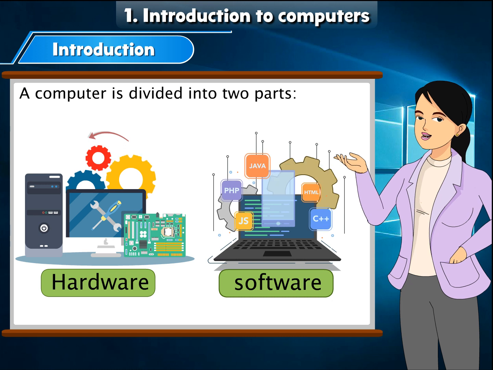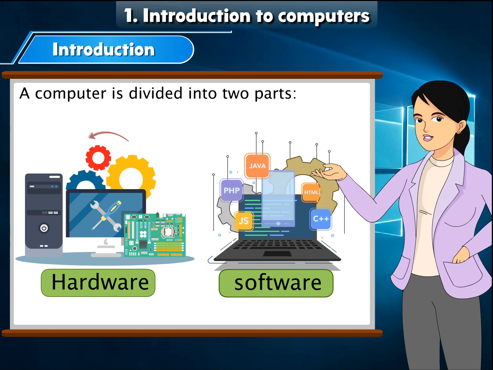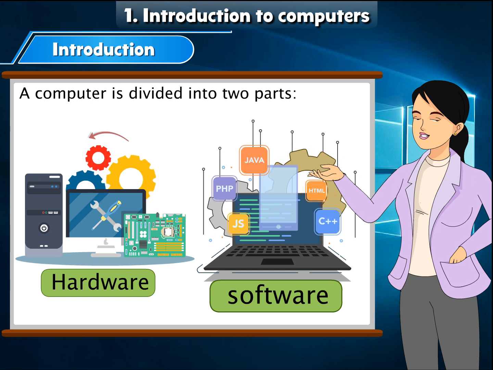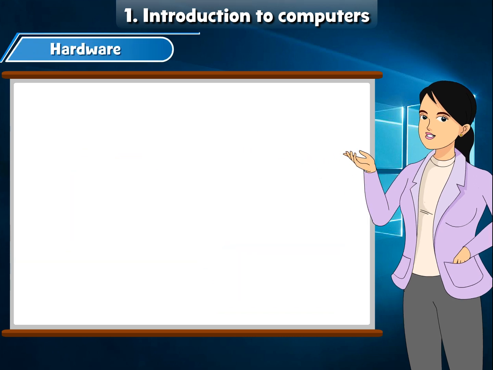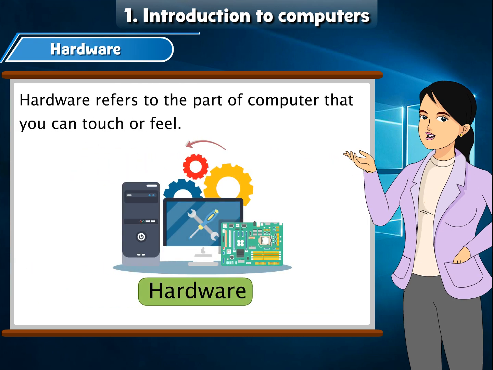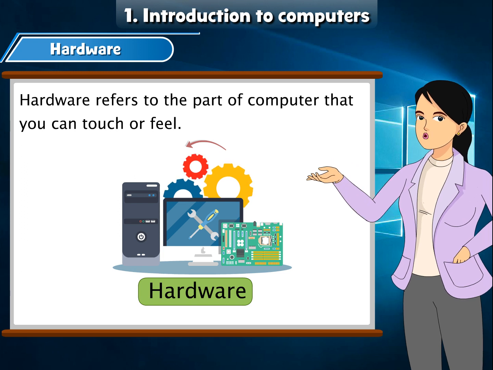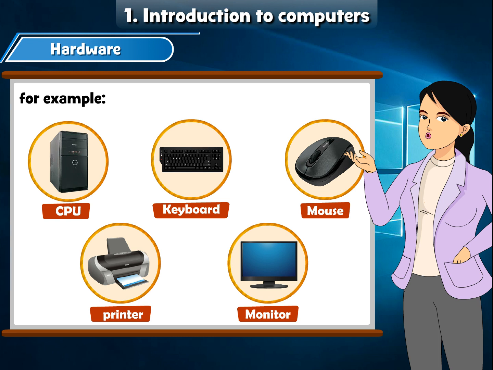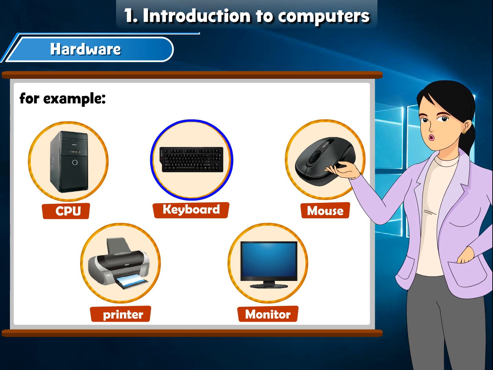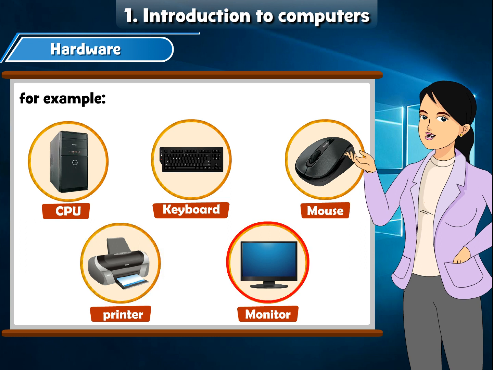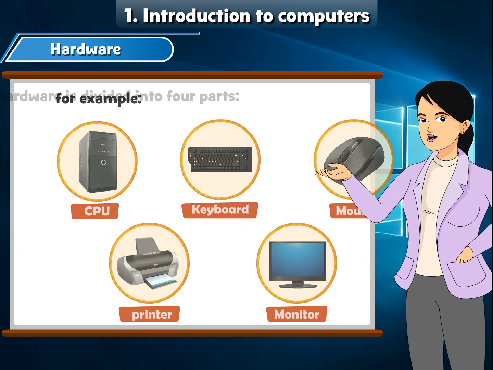A computer is divided into two parts: 1. Hardware. 2. Software. Hardware. Hardware refers to the part of the computer that you can touch or feel. For example, CPU, keyboard, mouse, printer, monitor, etc.